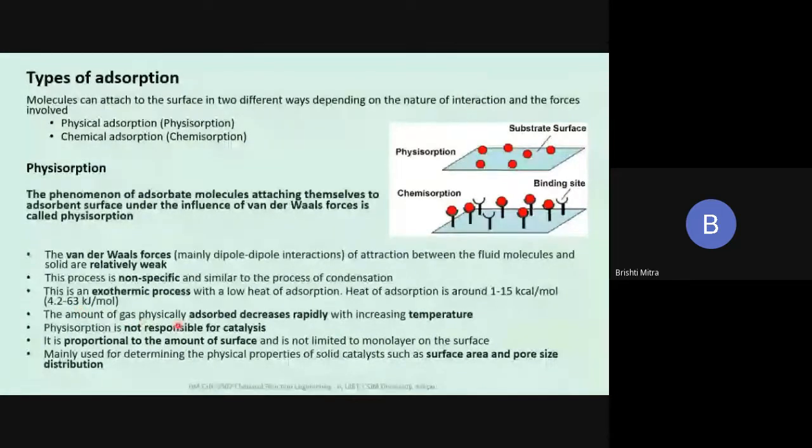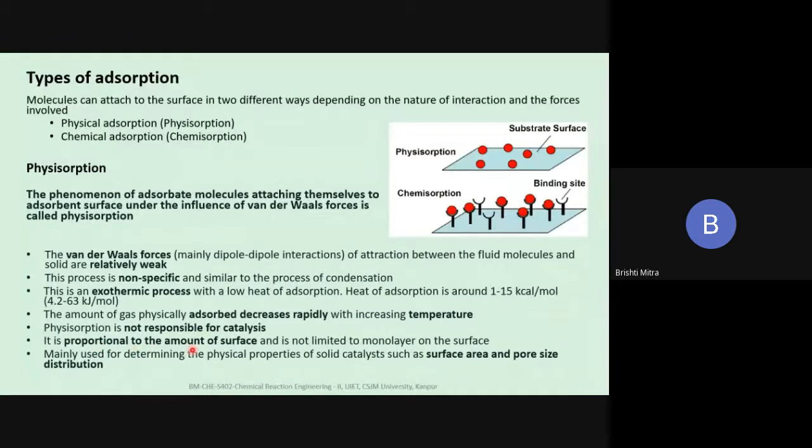So these are low values. The amount of gas physically adsorbed decreases rapidly with increasing temperature. So adsorption is facilitated at low temperatures, and as the temperature increases, the rate of adsorption goes down essentially. So we will prefer to carry out the physisorption process at a low temperature. Physisorption is not responsible for catalysis. So when we have a catalytic reaction, the step that is involved is not physisorption. What is it? We'll have a look at it later, but it is not physisorption.